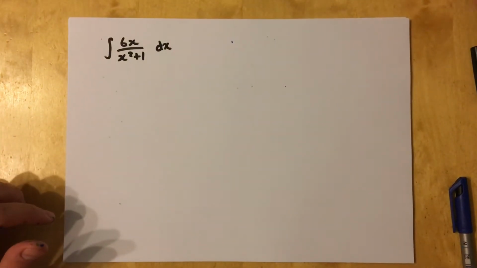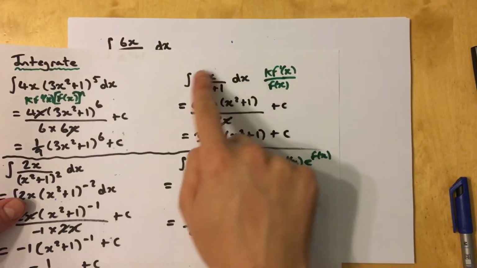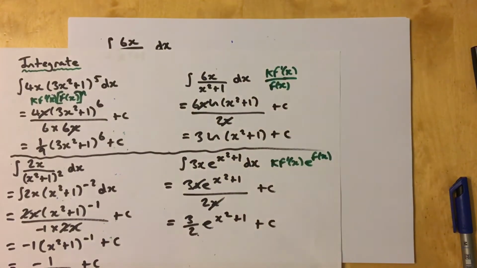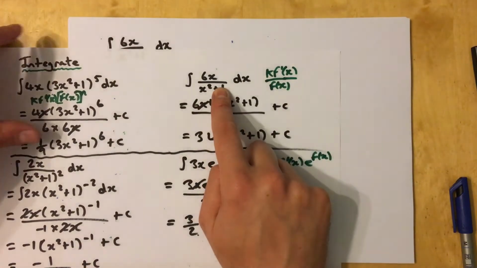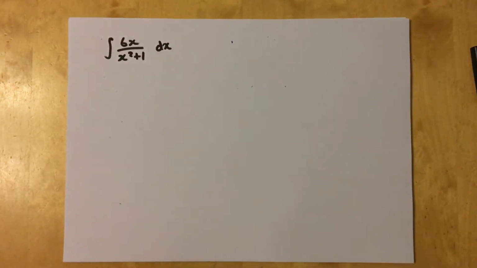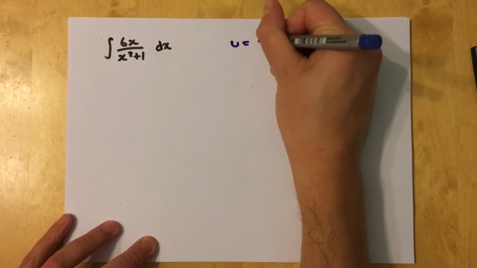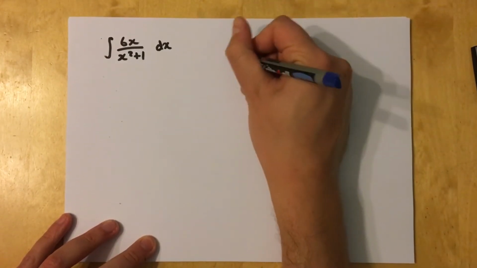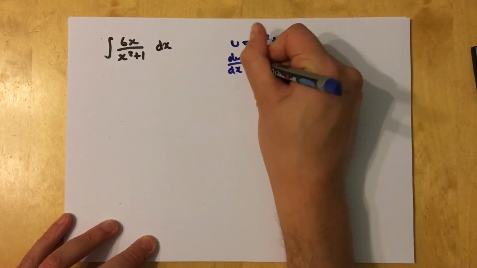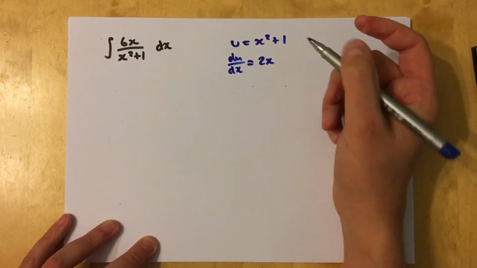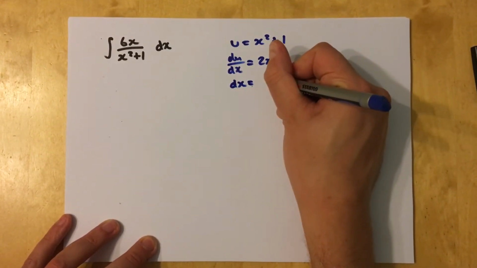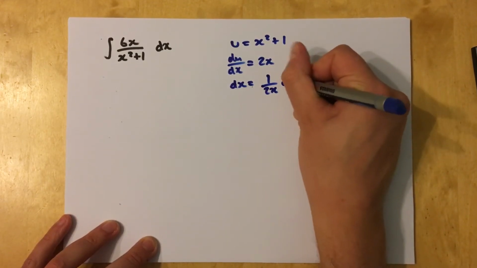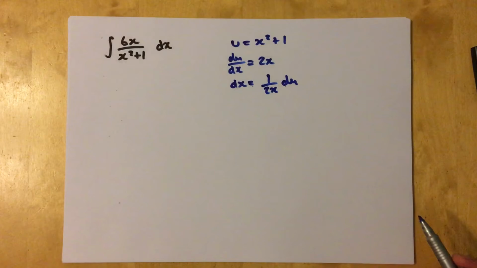In terms of picking what my substitution is going to be, if we look at the form of our function, last video we decided it was in this form k f dash of x over f of x. So our inner function is f of x, so it's going to be the x squared plus 1. So u equals x squared plus 1. So du dx is 2x. This is the same substitution as the last example, isn't it? So then we're going to get dx is 1 over 2x du, just by multiplying both sides by dx and then dividing both sides by 2x.